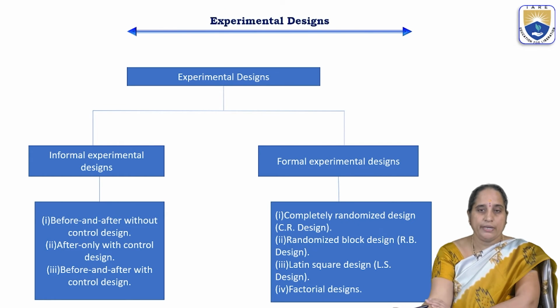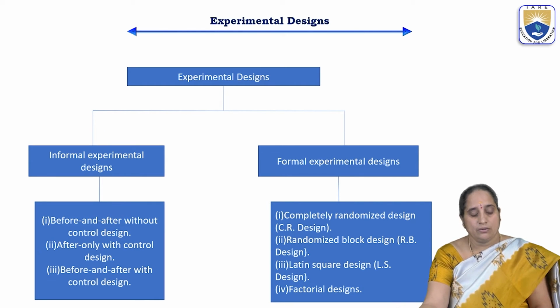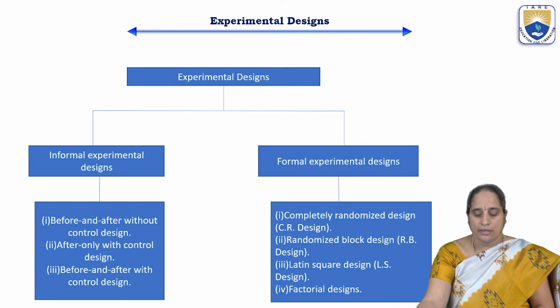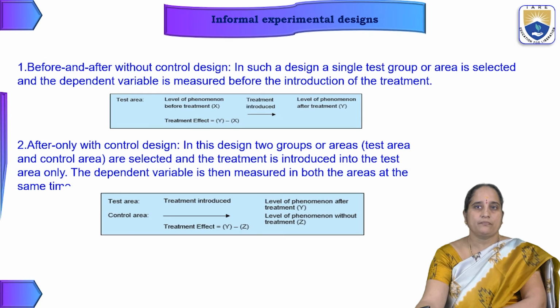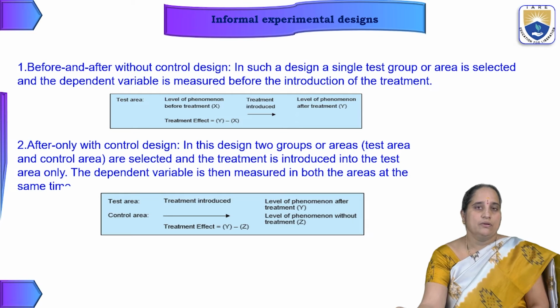One is before and after without control design. Second one is after only with control design. And third one, before and after with control design. Whereas coming to formal experimental designs, they are further divided into four types: completely randomized design, randomized block design, Latin square design, and factorial designs. Then let us start with informal experimental design. The first informal experimental design is before and after without control design.